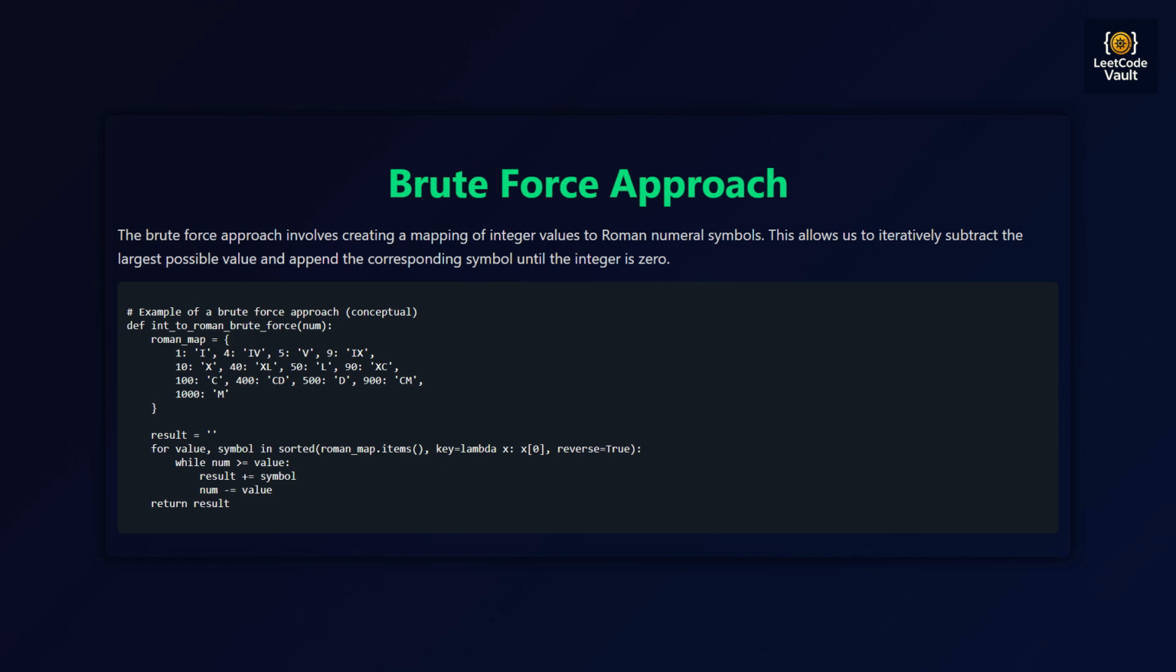Brute force approach. One naive approach would be a brute force method. We could create a massive if-else chain, checking for every possible number and returning its corresponding Roman numeral representation. However, this approach is incredibly inefficient and impractical for larger numbers. Imagine how many if-else statements you would need. It would be extremely long, difficult to maintain, and would have a terrible time complexity.